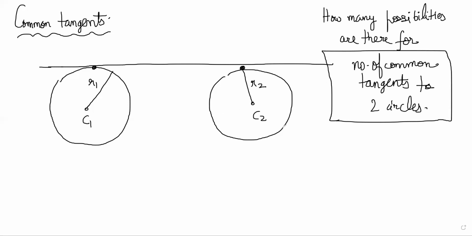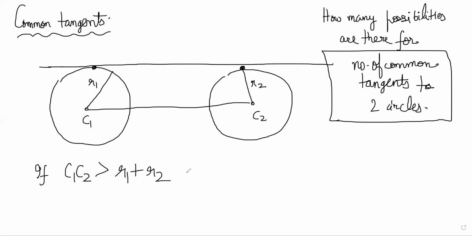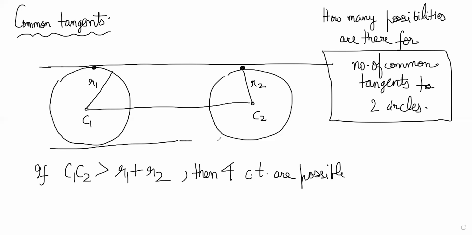I will give you the first couple of cases. If C1C2, the distance between the centers, is greater than R1 plus R2, then four common tangents are possible. Why? Because I can draw two tangents like this, which are called direct tangents, and two tangents like this, which are called transverse tangents. This figure is not right, but you understand what I mean.